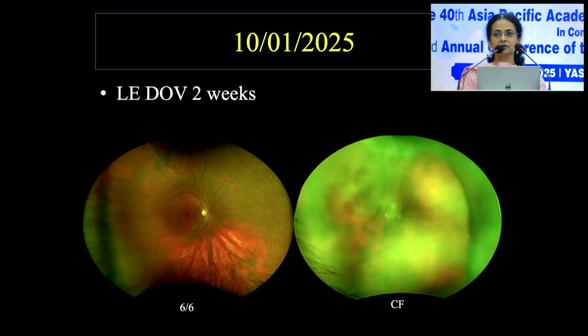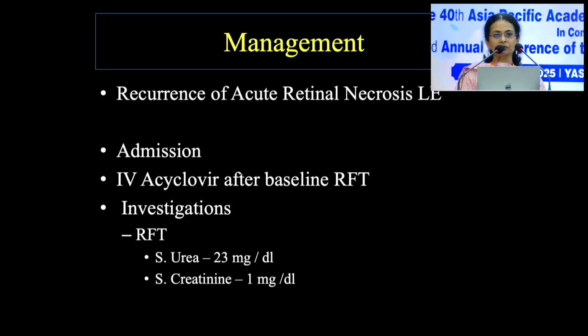So January this year he came back with the same eye involvement, decreased vision since 2 weeks. Now you can see he had recovered a vision of 6/6 in the left eye. He goes down to counting fingers close to face. You can see severe vitritis, and the same infranasal retinitis lesion had shown reactivation. So we made a diagnosis of recurrence of AN, admitted him, IV acyclovir with the baseline RFT.